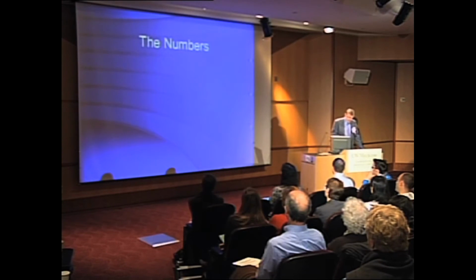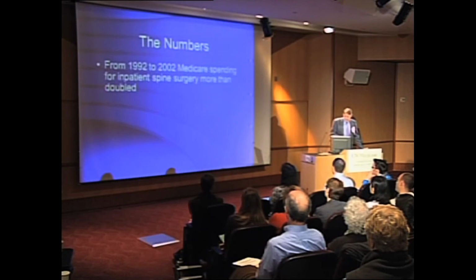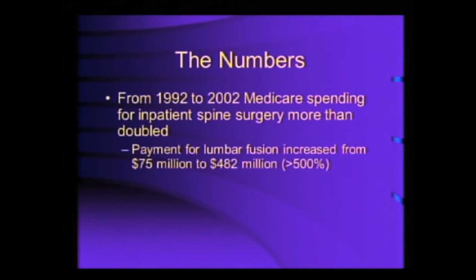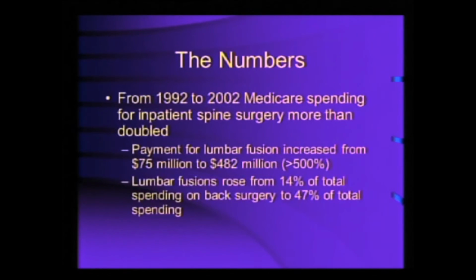And frankly, if this isn't part of your practice, this isn't what you do. If you look at the math on this, from 1992 to 2002, Medicare spending on inpatient spine surgery more than doubled. Who's going to do this? And the payment for lumbar fusion alone went from $75 million to $482 million over 6 years. Realistically, to really help our patients, we have to give them the right treatment. At the same time, the percent of money spent on lumbar fusion rose from 14% to 47% of all the spending.